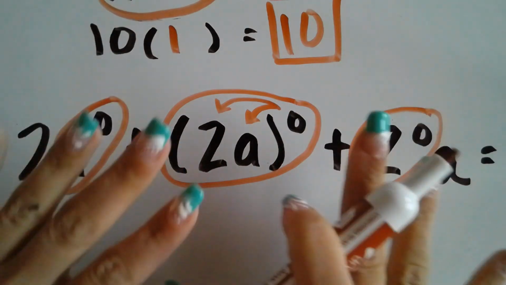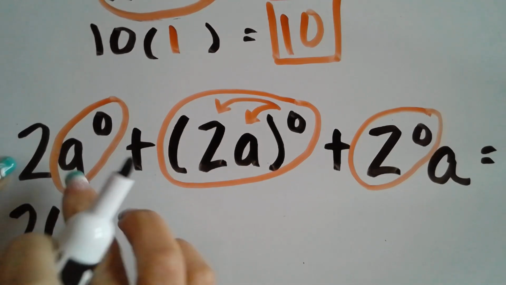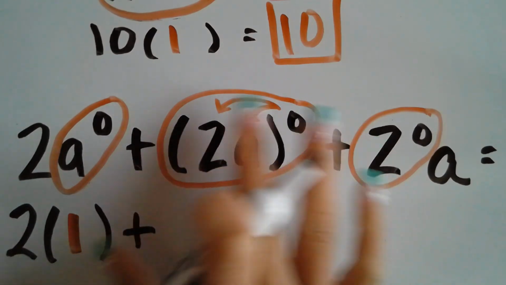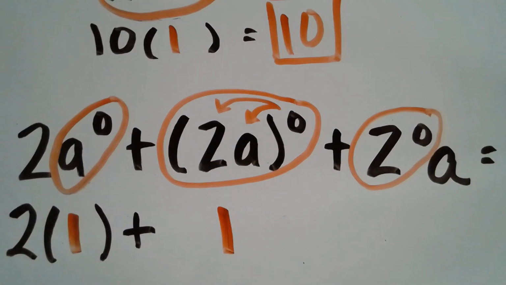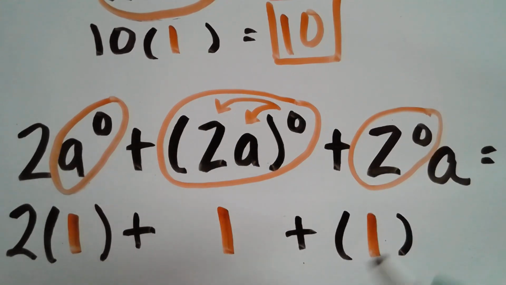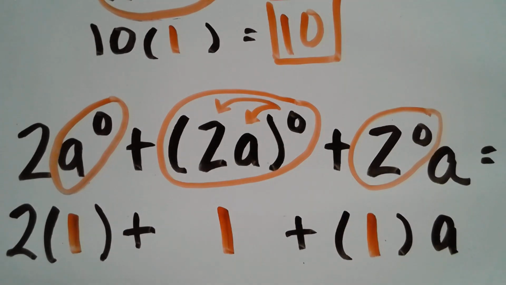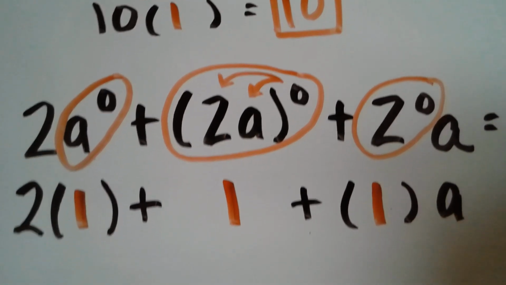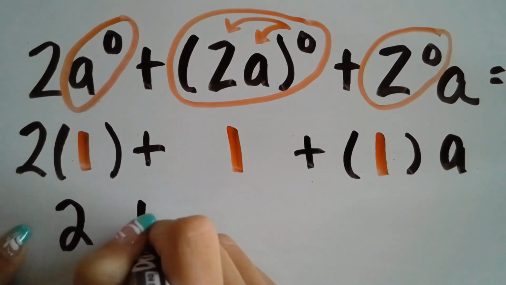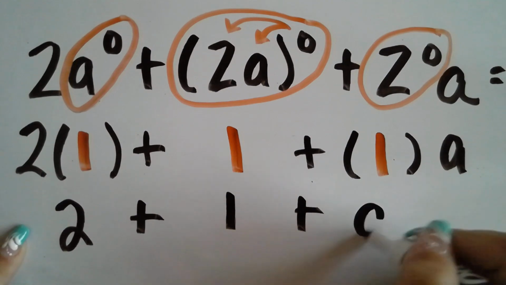So let's go ahead and rewrite this equation, keeping that in mind. So we know we have 2 times, and this turns into a 1, plus this whole thing here turns into a 1, plus this 2 to the 0 power turns into a 1, and we can't forget our a. Okay, now let's go ahead and clean this up. Let me scoot this down a little bit. So we have 2 times 1, which is 2, plus 1, plus 1 times a is just simply a.